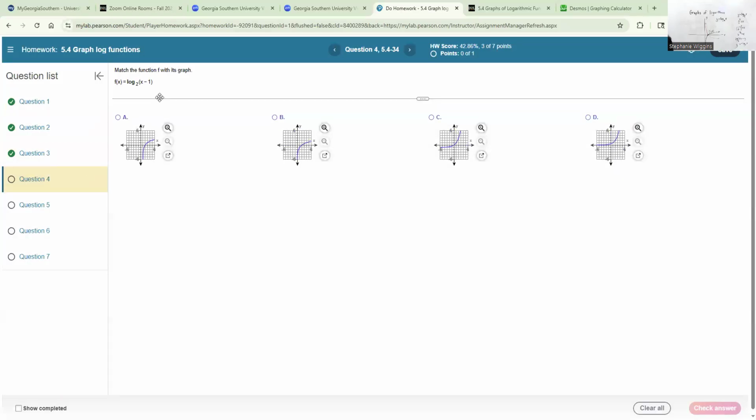Okay, now we are starting to get into the shifting. The base is 2, which is greater than 1, so it's going to have the classic logarithmic shape, but it's going to be shifted to the right by 1 unit. So you can see that is exactly what happened here. Here we have that basic logarithmic shape. This would not be correct. This is the one that has been shifted to the right by 1 unit. So that is the correct choice.